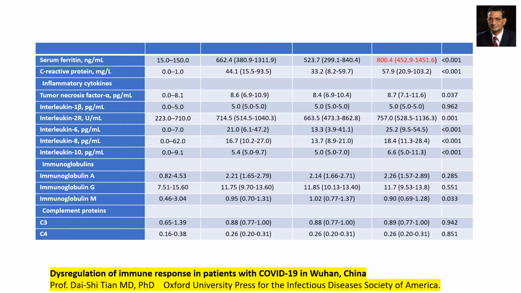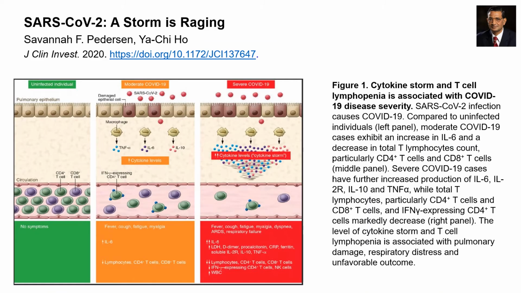And in this very interesting paper by Pedersen and Ya-Chi Ho, we see that in severe COVID-19 cases, there is an increased production of IL-6, IL-2, IL-10, and TNF-alpha, while total lymphocytes, once again, particularly CD4 T cells and CD8 T cells and interferon gamma expressing CD4 T cells are markedly decreased.